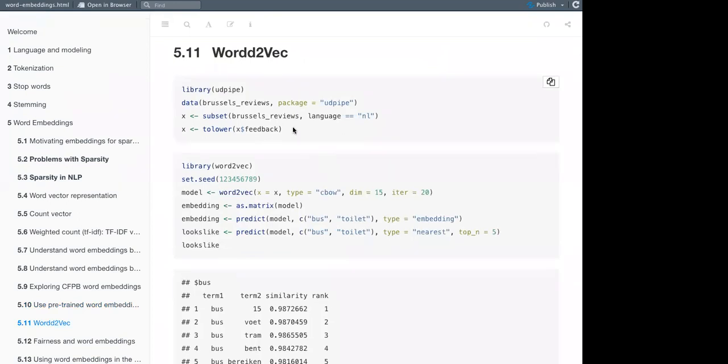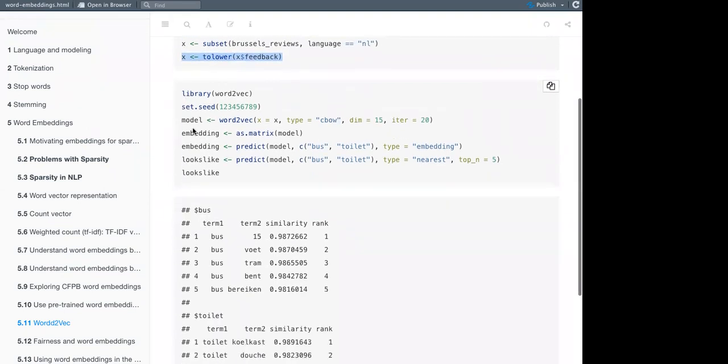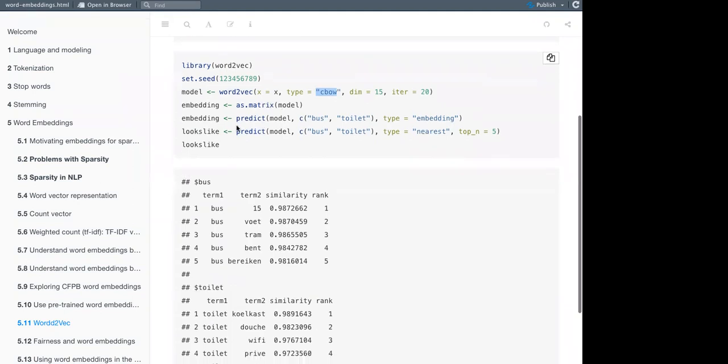This is an example of word2vec from the package called word2vec. Here we use data from UDPipe, Brussels reviews, and we subset the data, considering the language NL. We do some pre-processing, we just lowercase the data. Then we load the word2vec library and create the model. You can specify the kind of model. As I said, word2vec uses two kinds of model, skip-gram and CBOW. Here we use CBOW, with the dimension and the number of iterations we want to use, and this is the data. Then we do the embedding and predict.